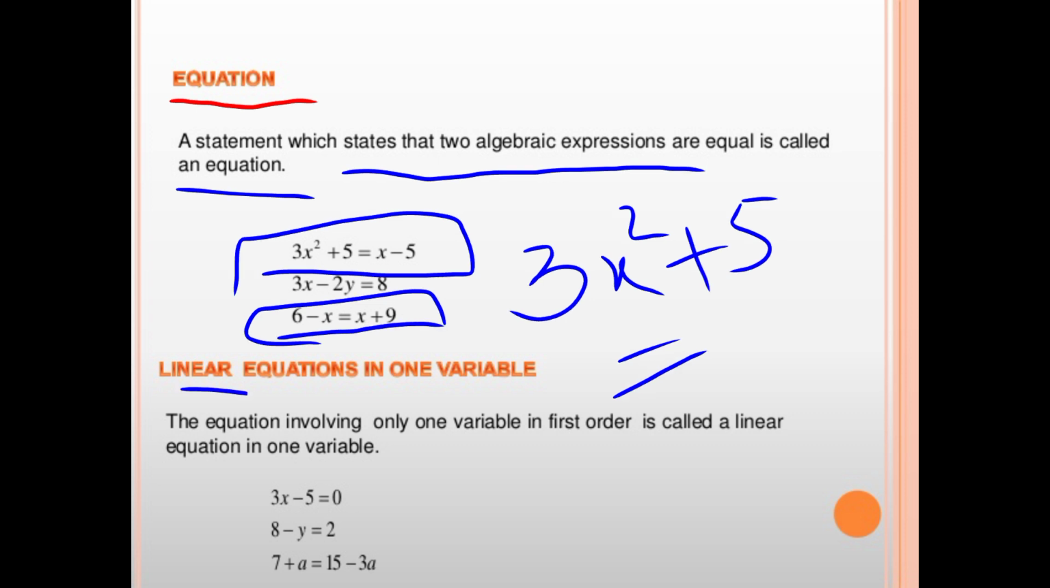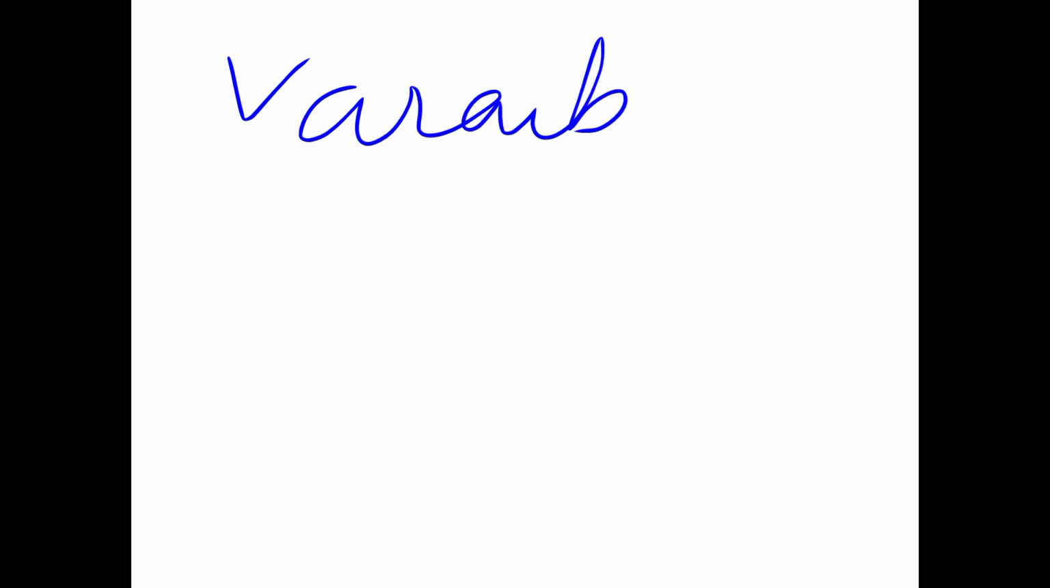Now our motive is to understand that type of linear equation having only one variable. That's called a linear equation in one variable. In order to understand the linear equation in one variable, you need to know what is a variable and what is the order of an equation. Two things we need to know. First, what is a variable? Second, what is the order of an equation?